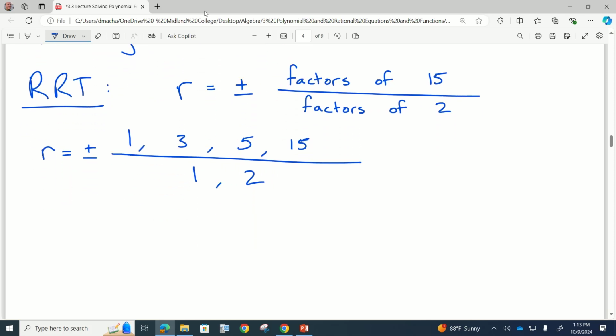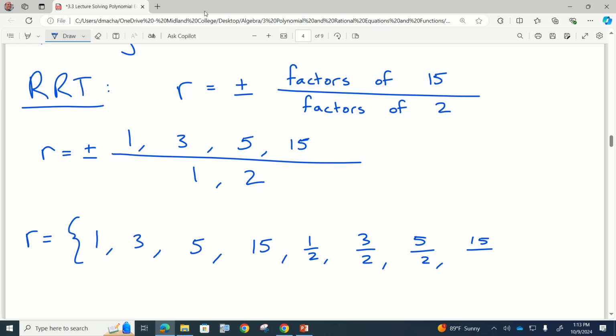This question only asked us to create a list of possibilities. And to make this list, I'm going to consider all of the possible combinations of my 4 choices in the numerator and the 2 choices in my denominator. So, in other words, one of the possibilities will be 1 divided by 1. Another would be 3 divided by 1, 5 divided by 1, and 15 divided by 1. But I also have to consider 1 divided by 2, 3 divided by 2, 5 divided by 2, and 15 divided by 2.